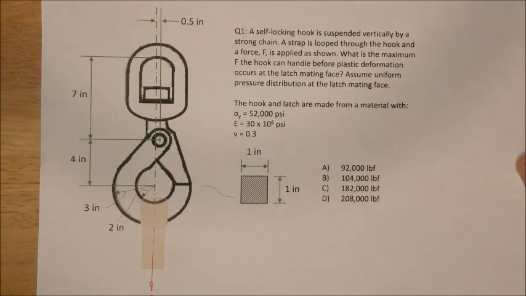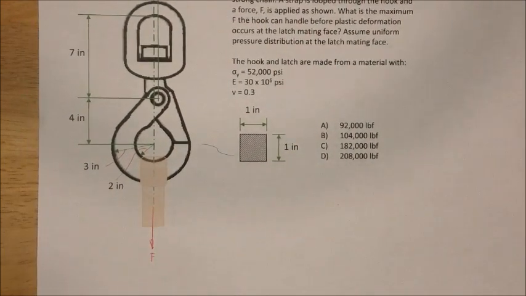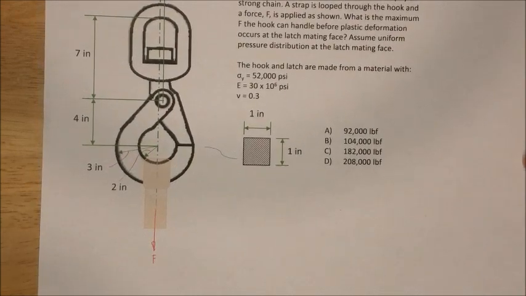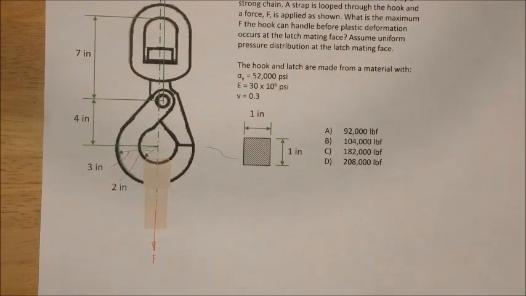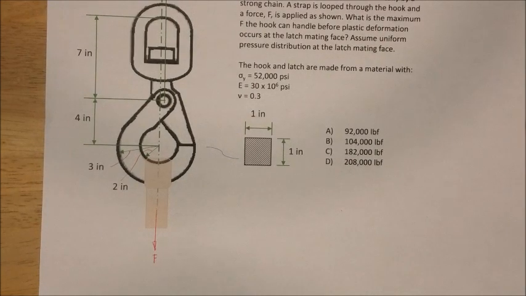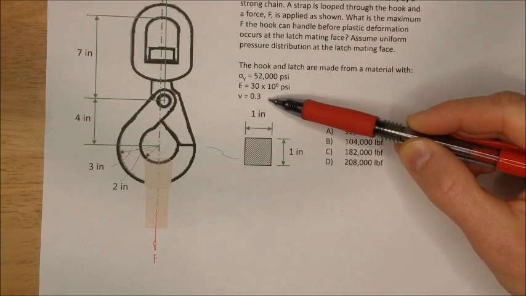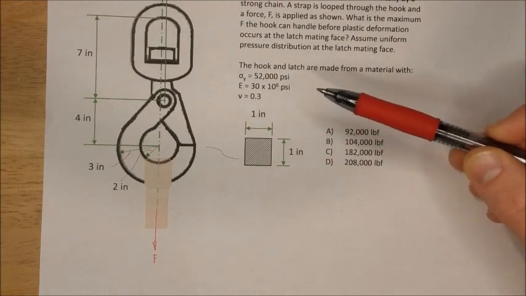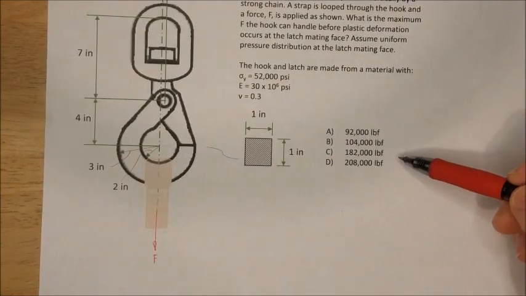A self-locking hook is suspended vertically by a strong chain. A strap is looped through the hook and a force F is applied as shown. What is the maximum F the hook can handle before plastic deformation occurs at the latch mating face? Assume uniform pressure distribution at the latch mating face. That's here. The hook and the latch are made from a material with a yield strength of 52,000 psi, Young's modulus 30 million psi, and Poisson's ratio 0.3. We're given some info about this area here, and then we have our answer choices.